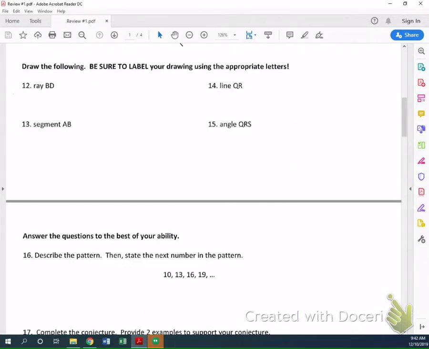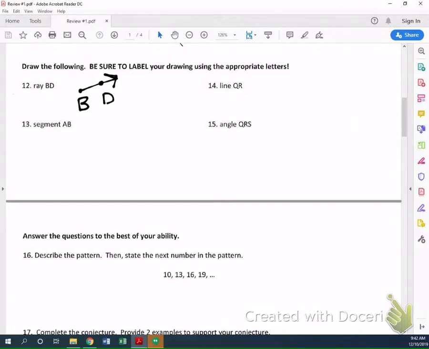All right, draw the following and label them with the appropriate letters. So how would I draw a ray that's BD? What's a ray look like? It's a line and a little thing. A dot. Okay. No, it's an arrow. Yeah, we got 1 arrow and 1 point. The first letter goes on the point, the second one goes out through the arrow.